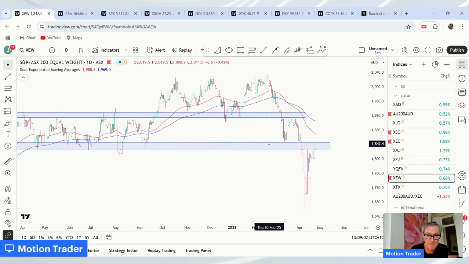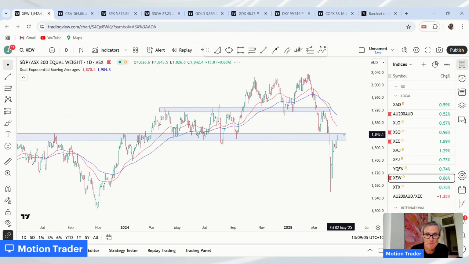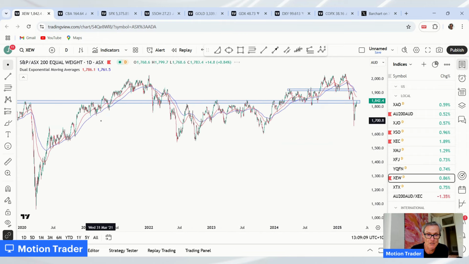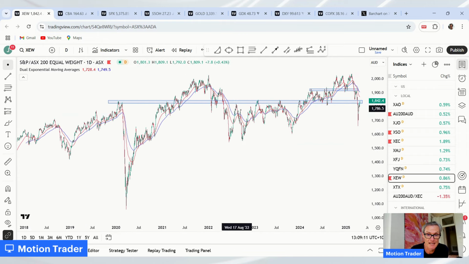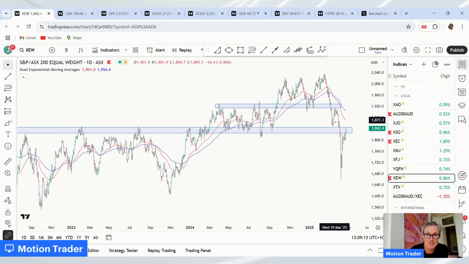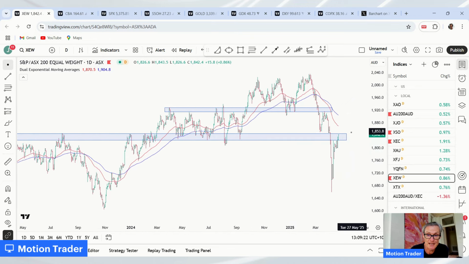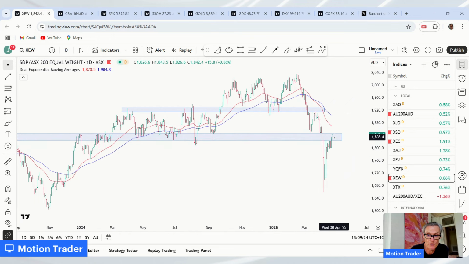Also, we've got this resistance region, which comes in at around 1,840. We've looked at this before. It goes all the way back to the pre-COVID peak, a technically active region, and this is where the equal weight is just nudging up to now. I think the next step in a recovery is to break above this region. It's getting to the top of it at the moment, just in today's trading. The shaded region is not precise. It's more of a general marker.